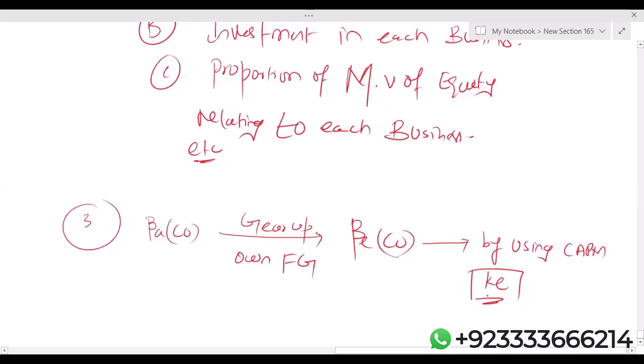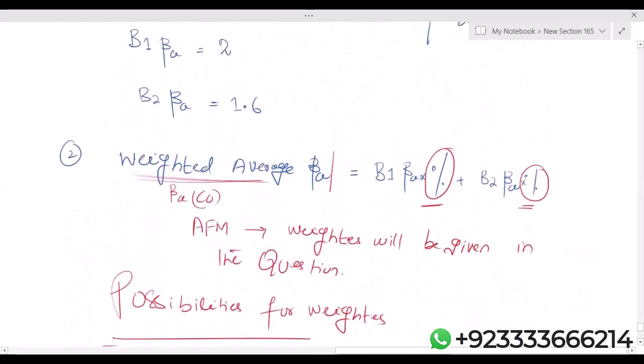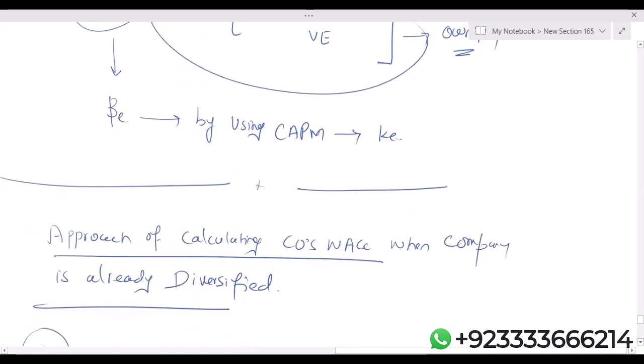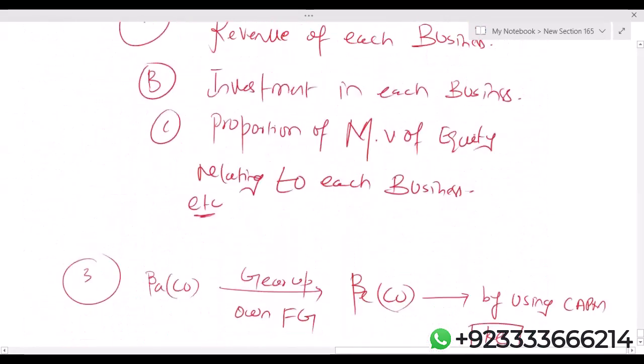So what are the steps of calculating WACC of a diversified business? Step one, find the beta asset of each industry. Step two, calculate the weighted average beta asset. Another name is beta asset company. After you have calculated beta asset company, gear up that beta asset company with your own financial gearing to calculate equity beta company. And after calculation of equity beta company, by using CAPM, you can calculate KE. So this is the approach of calculating WACC of a diversified business.